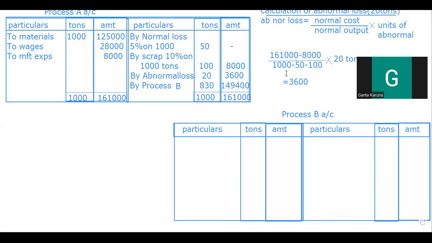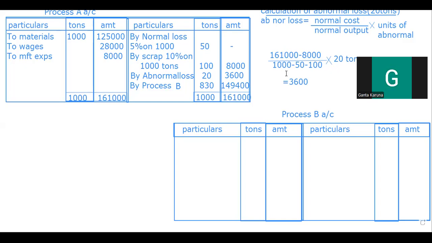So what is the formula for abnormal loss? Normal cost divided by normal output, into units of abnormal. Normal cost is nothing but all the debit expenses minus any value I have, like scrap or anything. That I'll minus, and that value I'll divide by the total output left over. How many do we have left over? 850. So I have divided and multiplied by how many units were abnormal loss? 20. So that's what I have got. So these 830 are now going to process B.